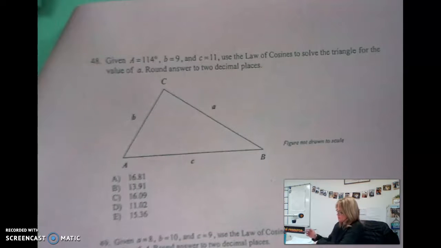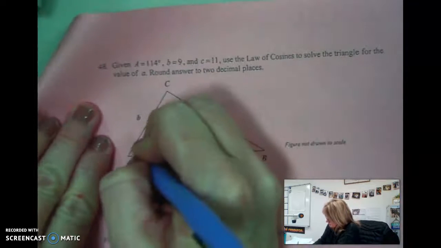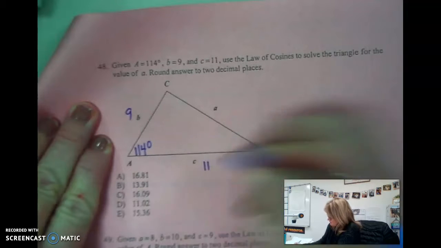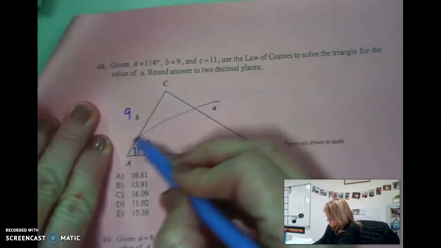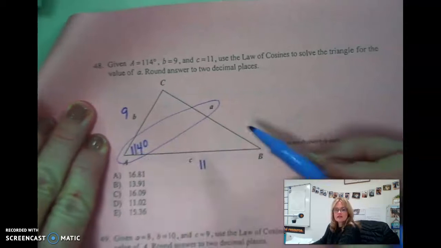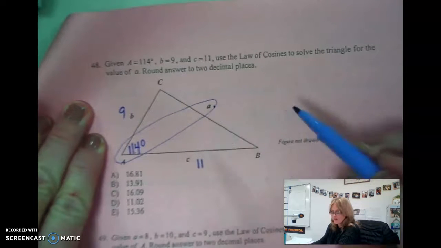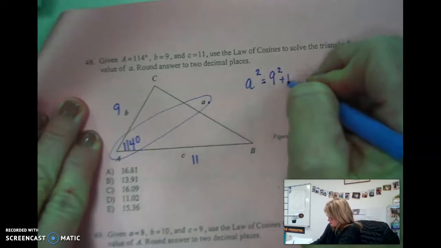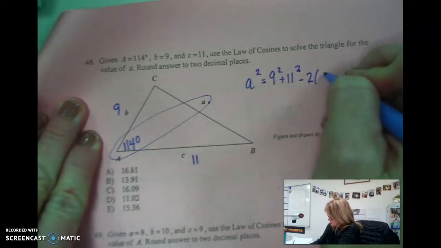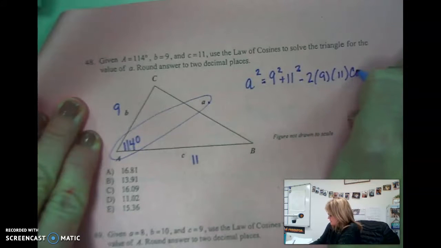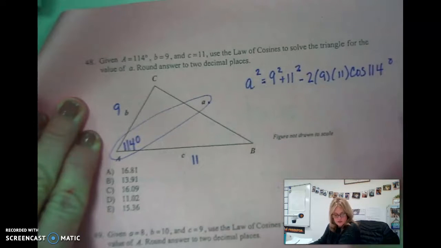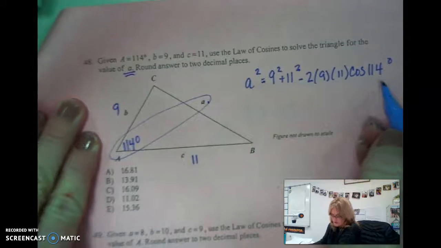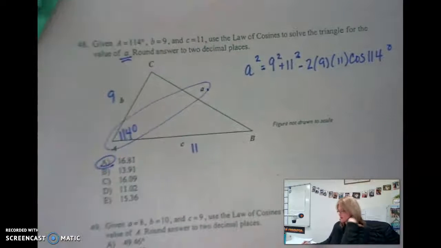47 is using the law of cosines. A is 114 degrees, B is 9, C is 11. Well, if I'm given the angle of A, I'm going to be able to find the side of A first. So A squared equals 9 squared plus 11 squared minus 2 times 9 times 11 times the cosine of 114 degrees. All it's asking me to do is find side A, so once I solve this, I get A for an answer.